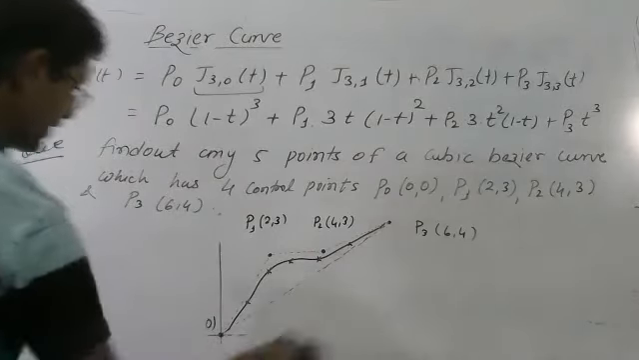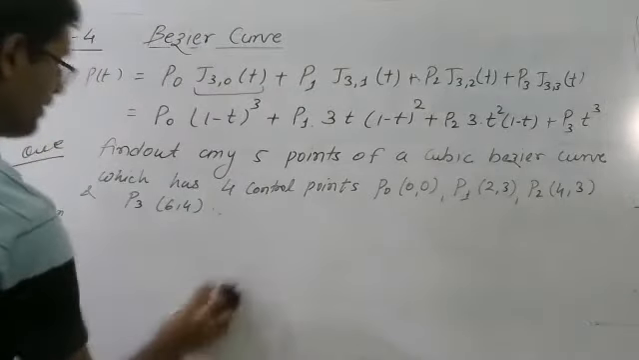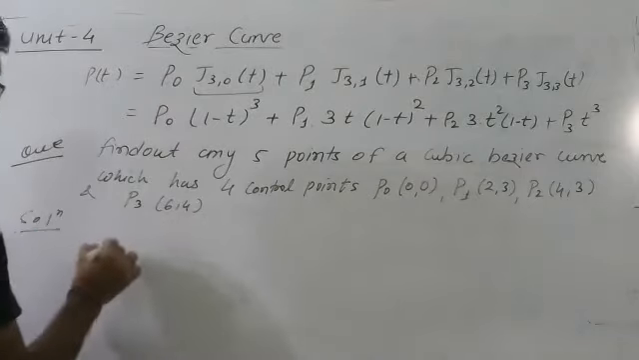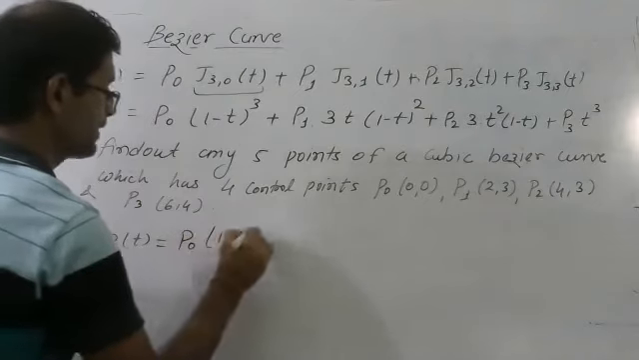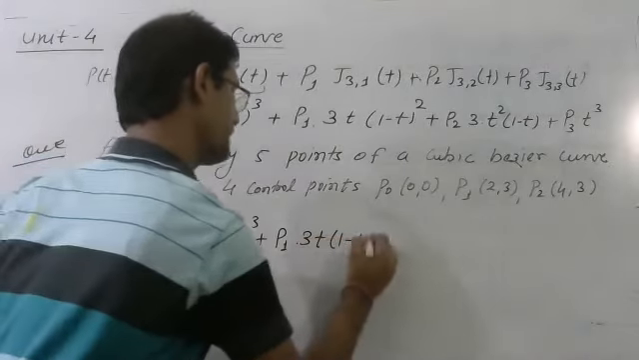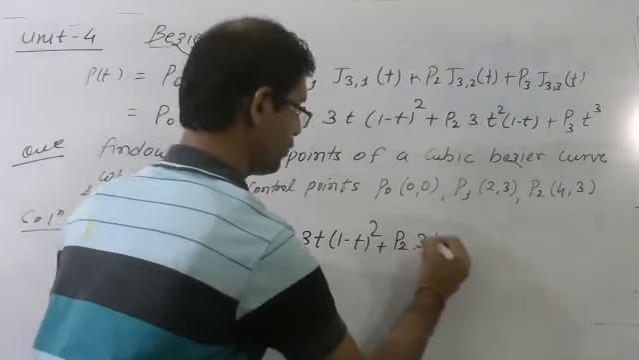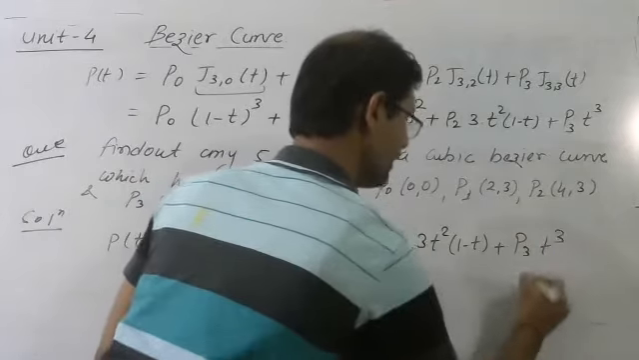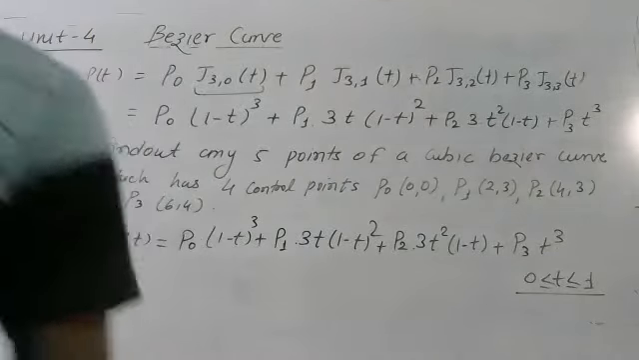Now coming back to the question. So we know that the equation of the Bezier curve is this: P0 (1 minus t) cubed plus P1 3t (1 minus t) squared plus P2 3t squared (1 minus t) plus P3 t cubed, where we know that the value of t must be in between 0 and 1.